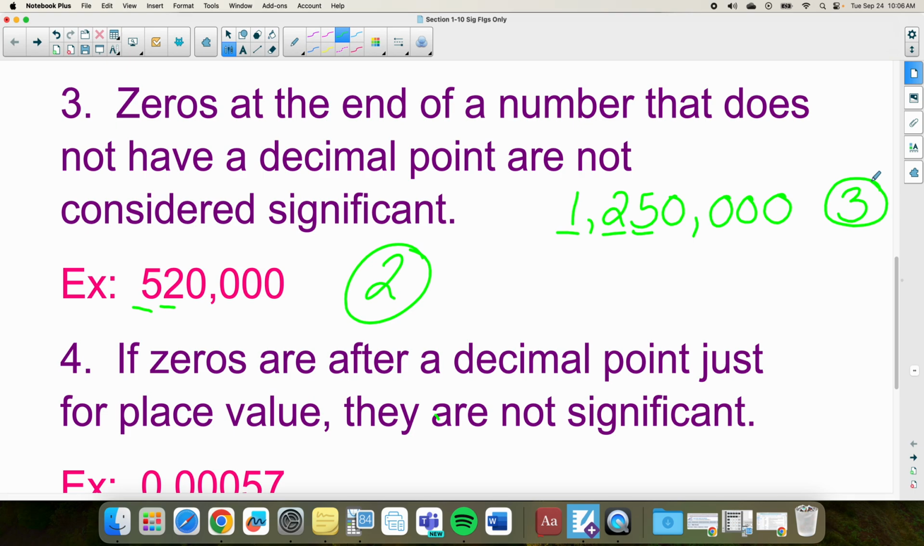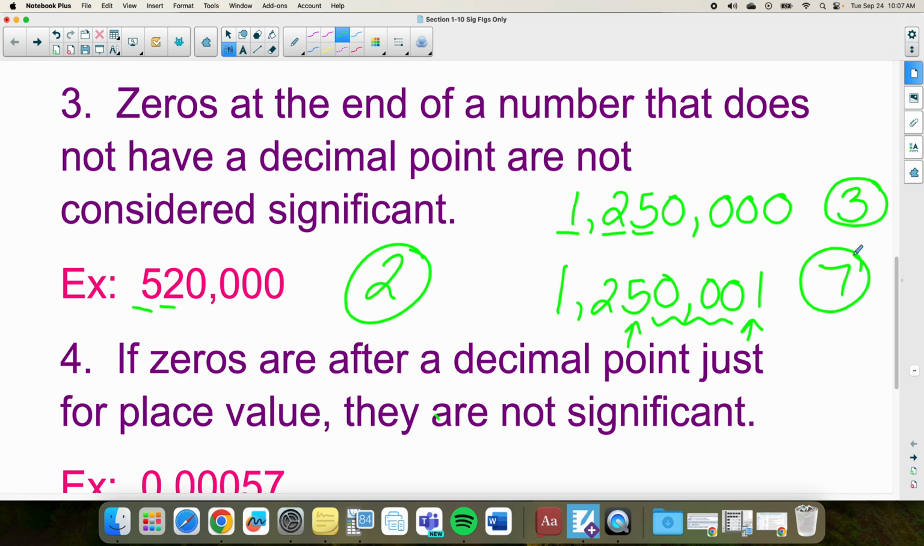Now, what do you think about this? What if I had 1, 2, 5, 0, 0, 0, 1? What do you think about that? Do you think you would count all of them then? Yes, because these zeros are in between 2 numbers that are not 0, so we count all of them. So this would be 1, 2, 3, 4, 5, 6, 7.